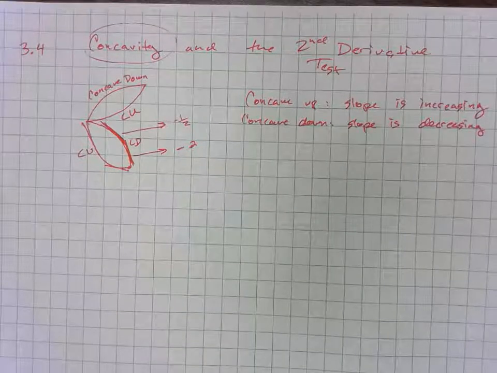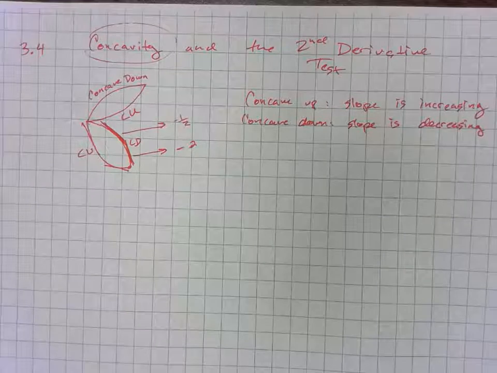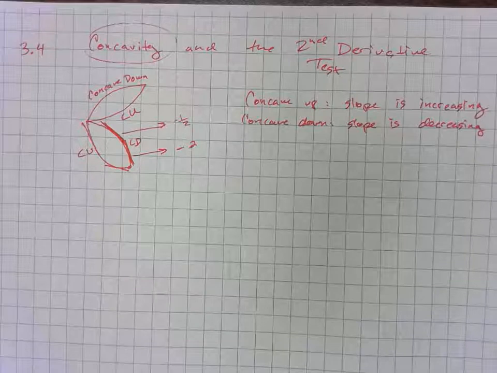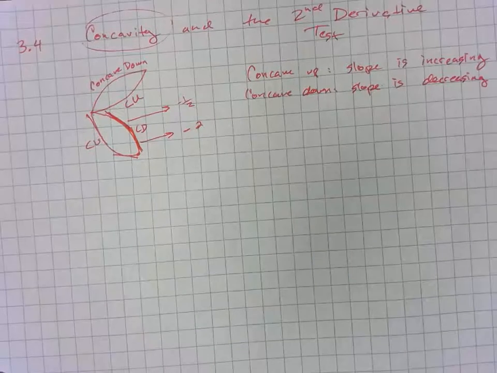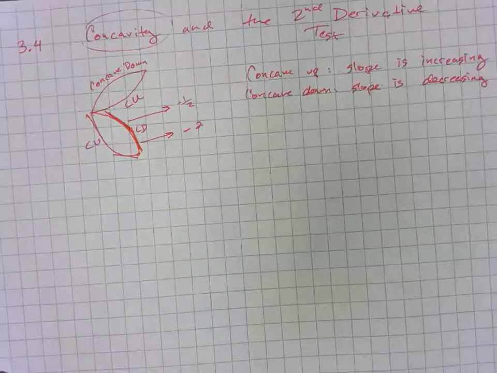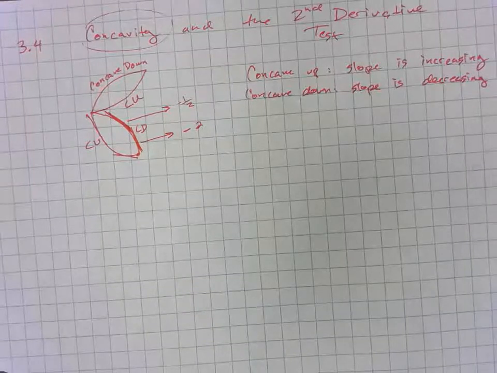Now, it'd be really nice if we could figure out what that is without a graph. But before we do, here's how you do it. You're going to find whether the slope is increasing or decreasing. Let's do it by looking at this problem right here.